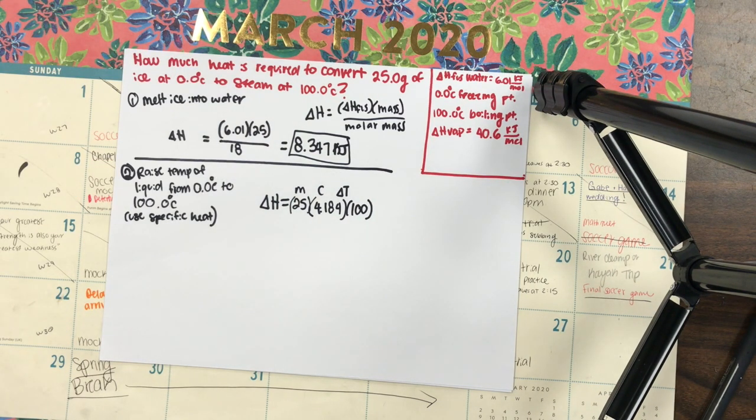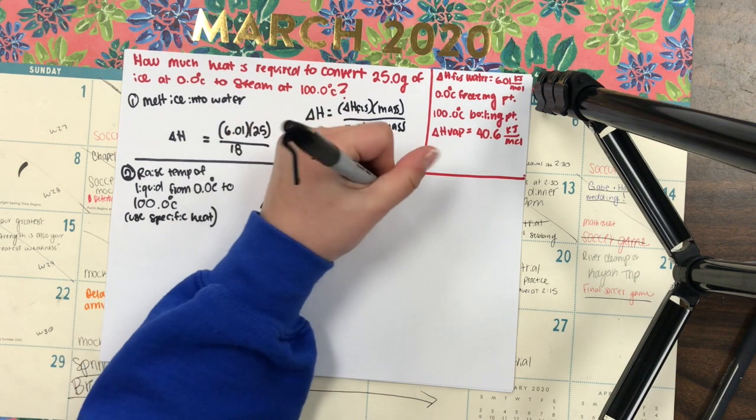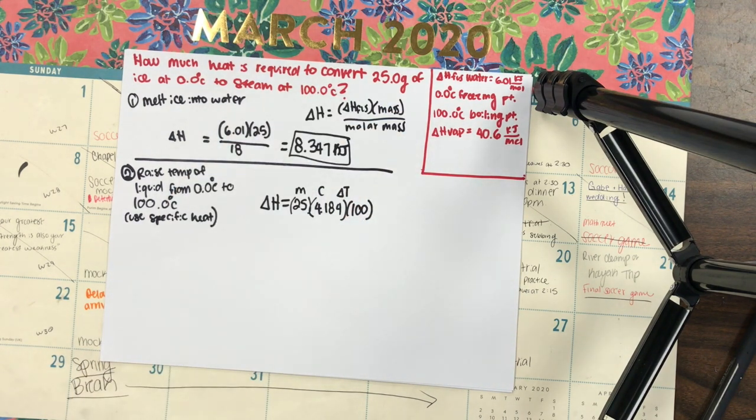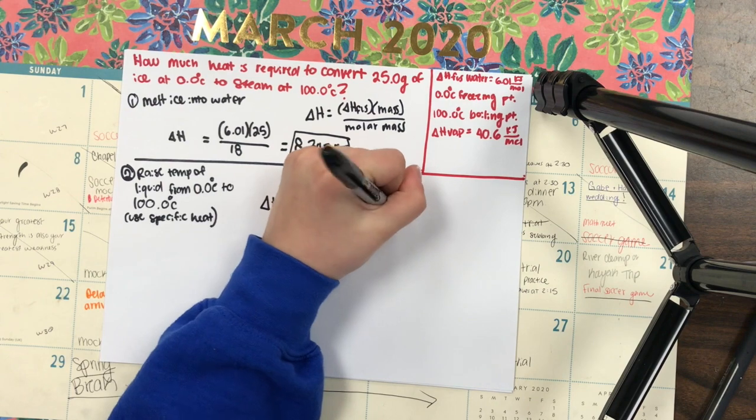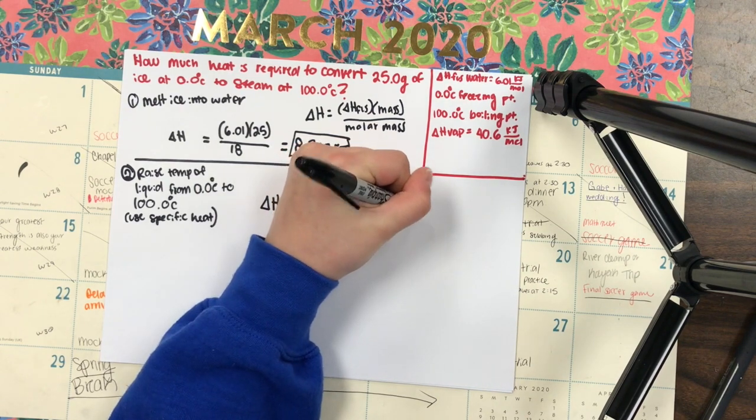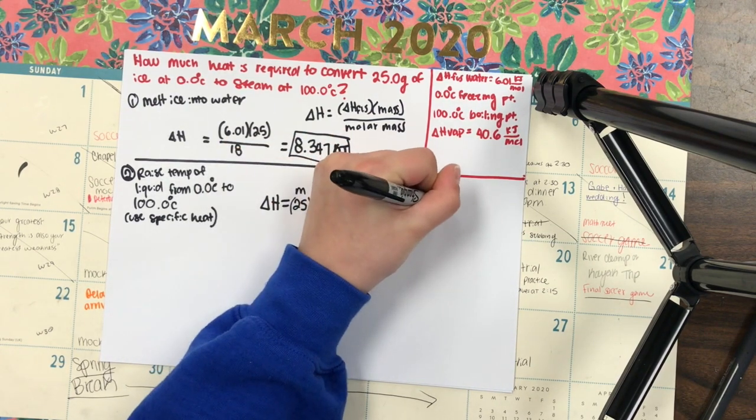Okay, so I'm going to put this into my calculator. 25 times 4.184 times 100. And that gives me a big number, but that's okay. So the number that it gives me is 10,460, and that's still kilojoules.